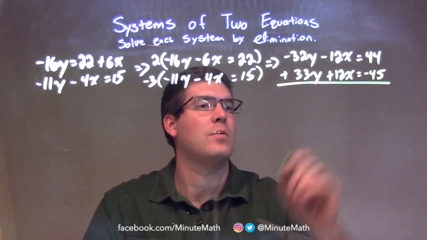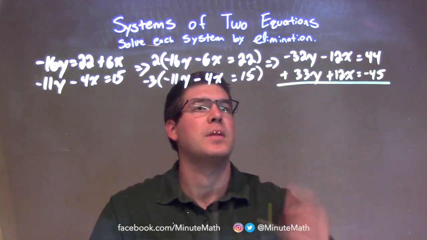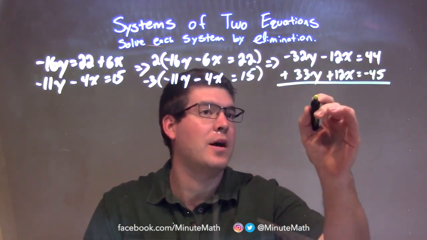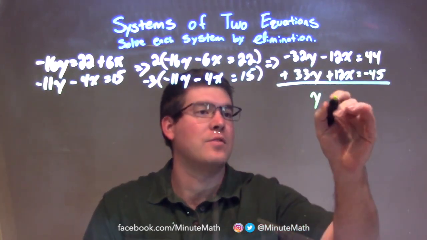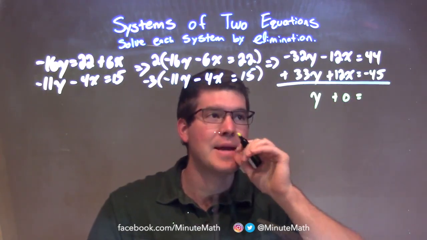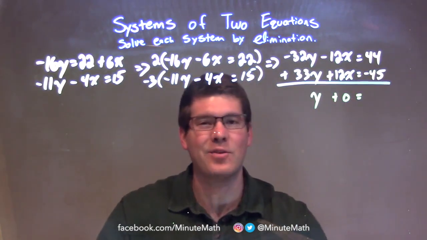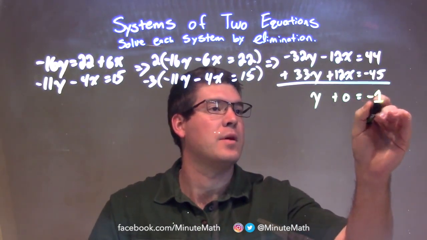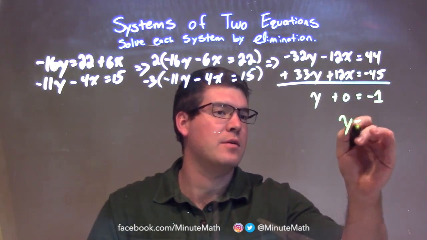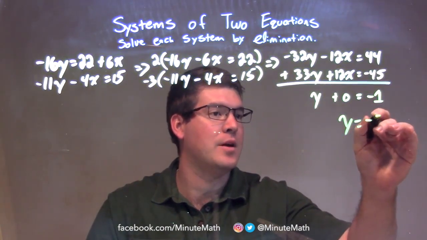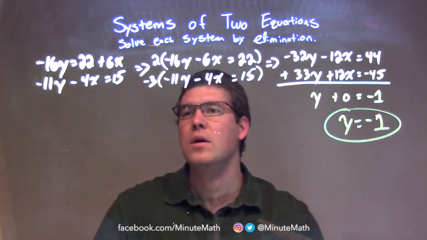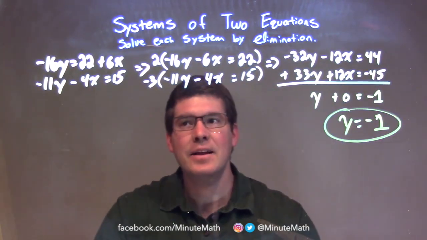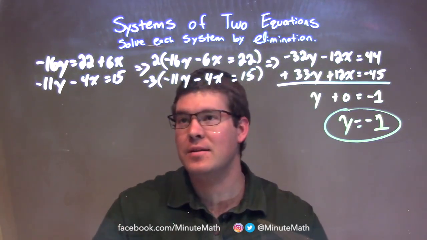When I add these two equations together, negative 32y plus 33y is just 1y. Negative 12x plus 12x is 0. And negative 44 plus a negative 45 is a negative 89. We don't really need the 0, so right here we got our y value to be negative 1. So now we're going to plug that into one of our other equations and simplify.